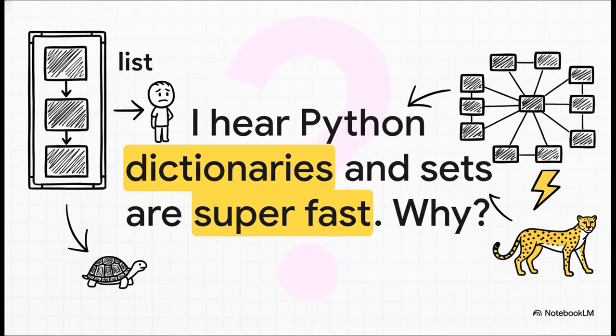It's a question pretty much every Python developer bumps into eventually. You realize that grabbing a value from a dictionary with a million items is instantaneous. But trying to find something in a list of that same size, that could take forever. The secret, the reason for this incredible speed, is a data structure called a hash table.